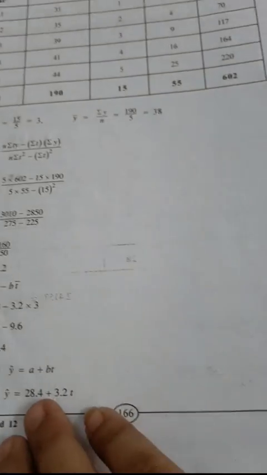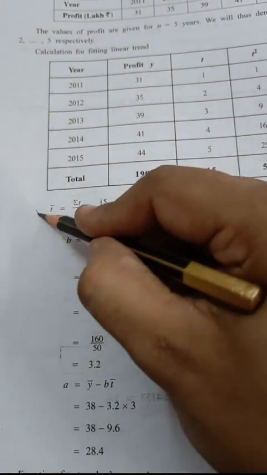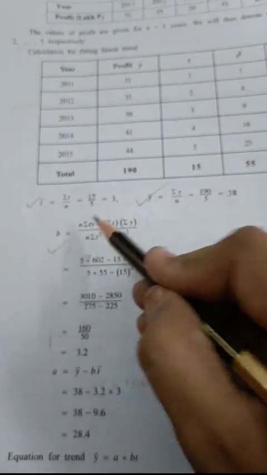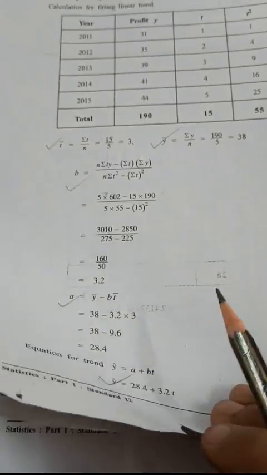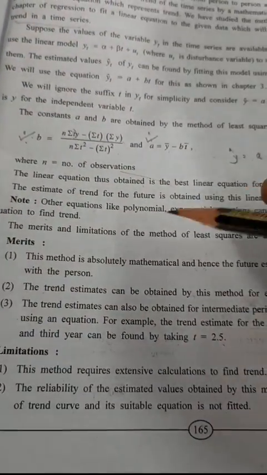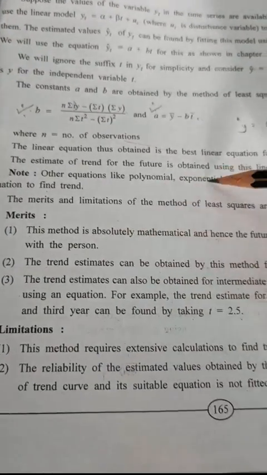So this is your, see here, first you have to find t bar, then y bar, then b, then a, then the equation of the trend, like this. Same thing, same is the term. Okay, now coming to the next, merits.